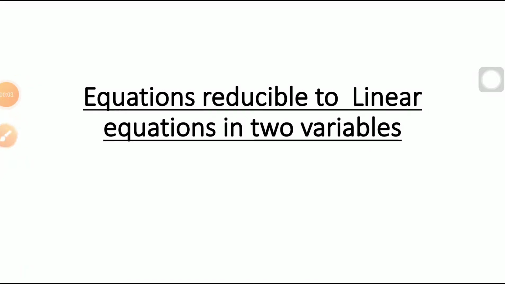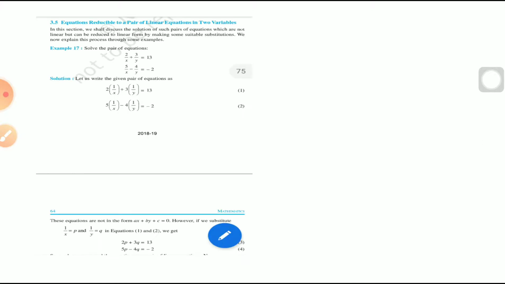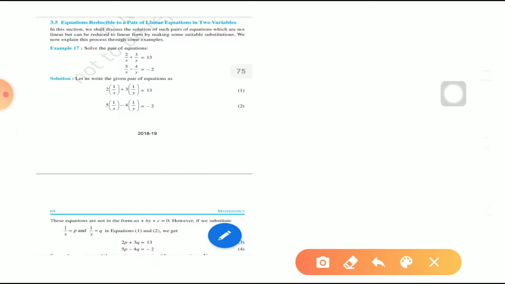Hello students, in this video we will discuss equations reducible to linear equations in two variables. Example 17 of your NCERT textbook. Solve the pair of equations. Two equations are given: 2 by x plus 3 by y equal to 13, and 5 by x minus 4 by y equal to minus 2.